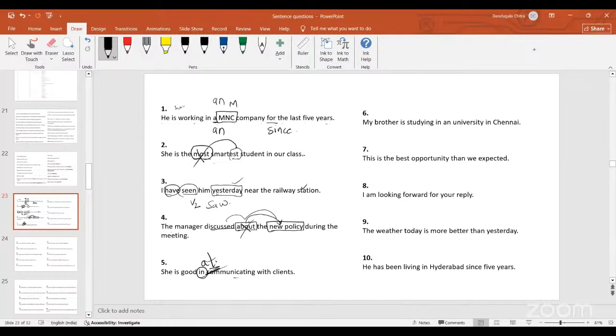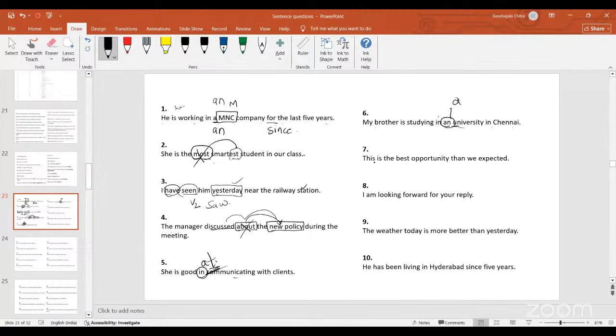Right. My brother is studying in an university in Chennai. My brother is studying at a university in Chennai. My brother is studying in a university in Chennai, sir. So instead of an, it should be a. In is, however, right. Okay. So here we already discussed university in the article classes. A is the article that we use because of the consonant sound.